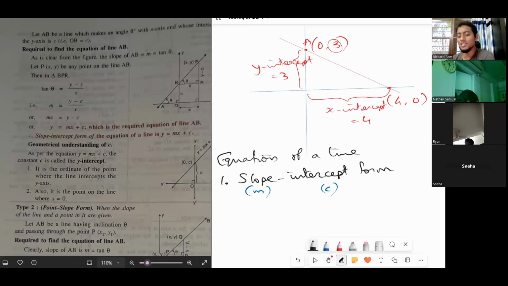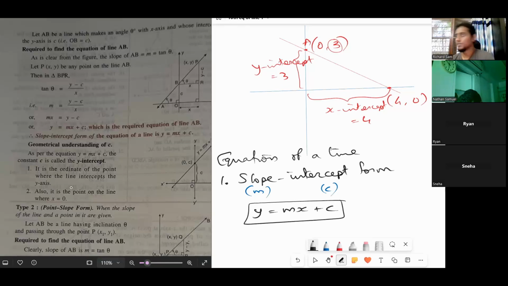Now there's a relationship between this m and c. The relationship is like this: y is equal to mx plus c. If you remember this from school. So y equals mx plus c is the slope-intercept form to get the equation of a line. Y and x we leave as they are, because every equation of a line has x and y in it. So leave x and y as they are. You will only substitute the values for m and c.